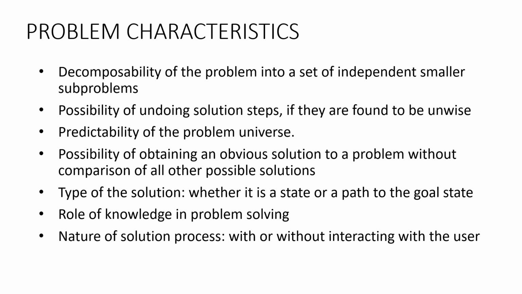So we will see the problem characteristics one by one. Decomposability of the problem into a set of independent smaller subproblems. Possibility of undoing solution steps if they are found to be unwise. Predictability of the problem universe. Possibility of obtaining an obvious solution to a problem without comparison of all other possible solutions. Type of solution, whether it is a state or a path to the goal state. Role of knowledge in problem solving. Nature of the solution process, with or without interacting with the user. We will see one by one in detail.